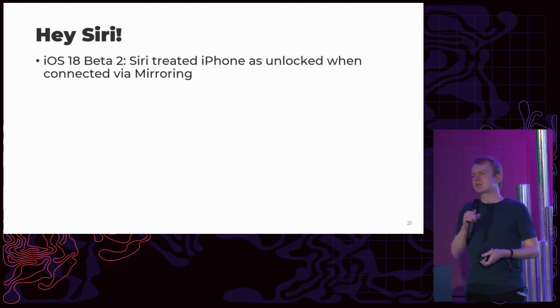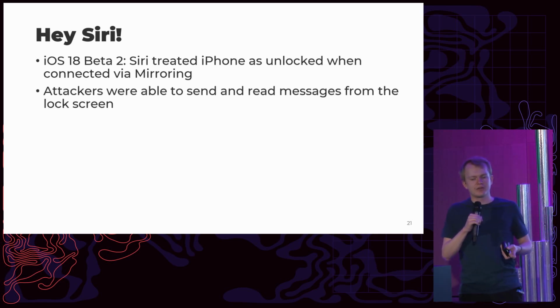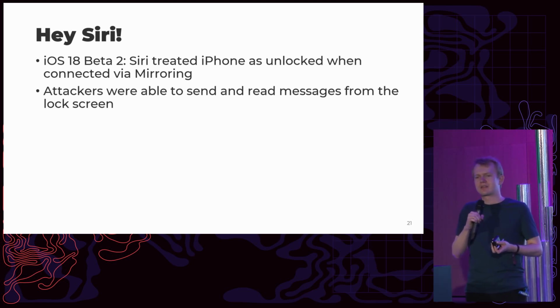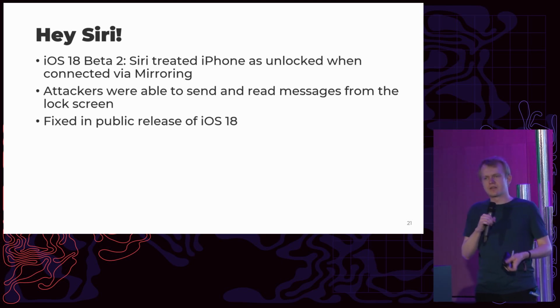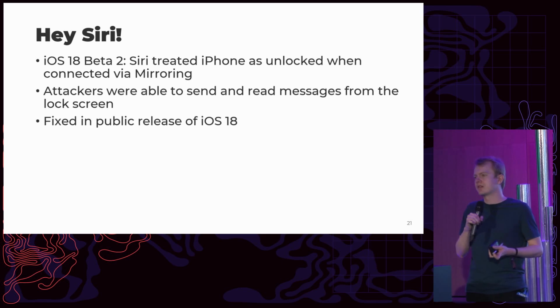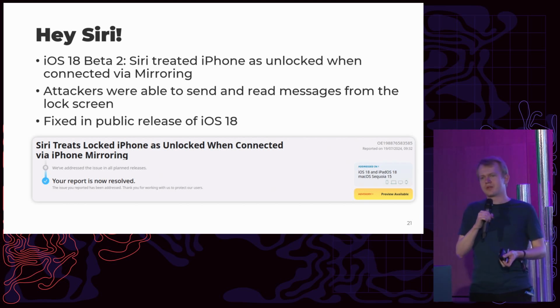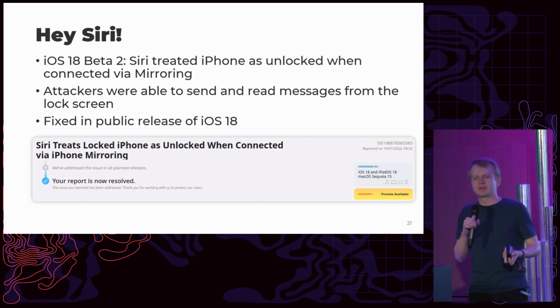This was the case in the second beta of iOS 18, so not a fully public release. And apart from sending messages, the arguably far worse part was that you could also ask Siri to read out any iMessage messages from any user that you had received before, and it would just happily do so. I reported that in July, and Apple ultimately fixed it, so it was already completed when the final release of iOS 18 came out in September. We can see here that luckily it is resolved, although it was ultimately, at least for me, marked as a duplicate report, because apparently multiple people had reported it at the same time.